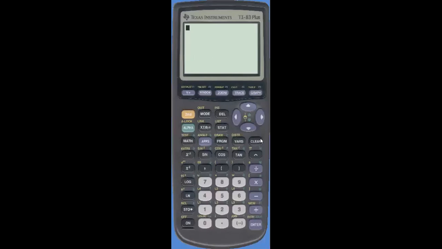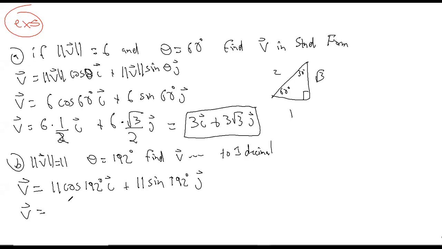All right, so for the x component, the 11 times the cosine of 192 degrees, let's check our mode. I have to make sure I'm in degree every time this thing resets. So 11 times the cosine of 192, close it, enter. We get negative 10.75, and so on. So that's negative 10.8. That is the number that'll go in front of the I. I'm going to go ahead and do the other calculation here though, which was 11 times the sine of the same angle. 11 times the sine of 192, close it. And the y component is negative 2.28 or negative 2.3 rounded to one decimal place. So our vector was negative 10.8i minus 2.3j. There we go.